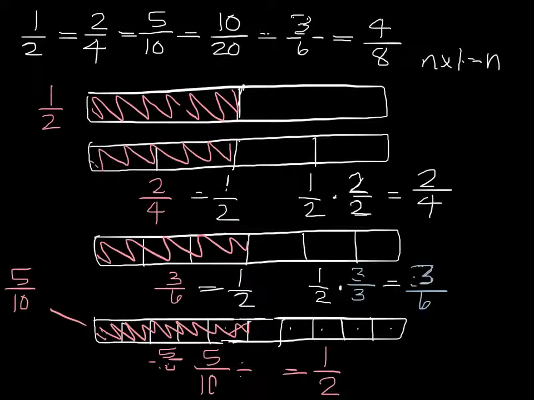Here, to get from 2 to 4, we multiplied by 2. To get from 2 to 6, we multiplied by 3. Now, to get from 10 to 2, we're going to divide by something. And what are we going to divide by? Well, 10 divided by 5 is going to give me 2. Whatever I do to the bottom, I have to do to the top. 5 divided by 5 will give me 1.